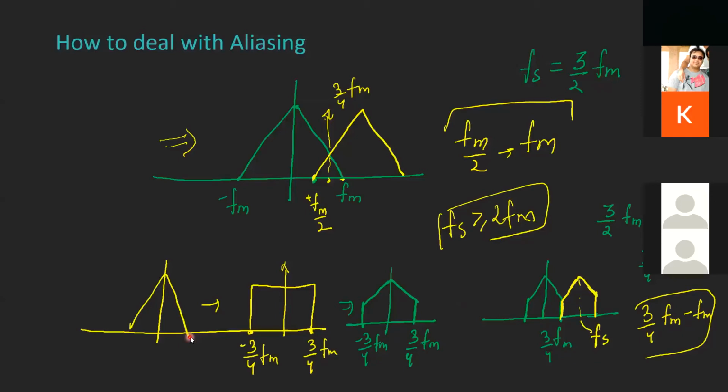So if we compare the two cases, in the first case my loss or the interference, whatever you say, is from FM by 2 to plus FM. In the second case, my loss is from 3/4 FM to plus FM. And we know that 3/4 FM is greater than FM by 2. So in this case, the loss is lesser than the first case. So we are saving from FM by 2 to 3/4 FM, right? Yeah, you are right. We are actually saving something.